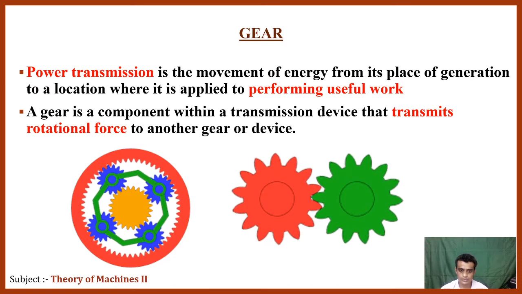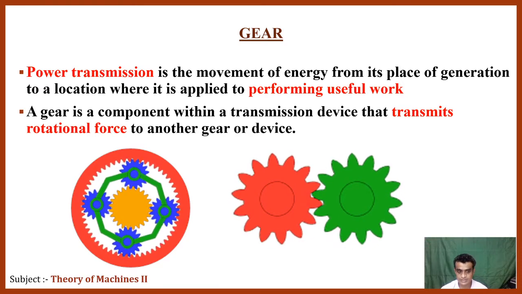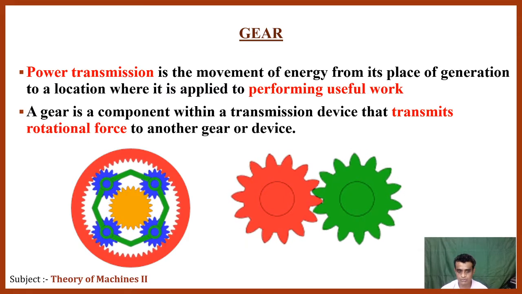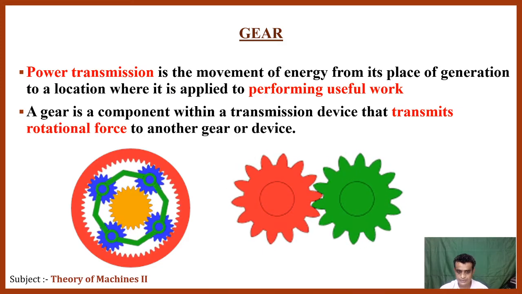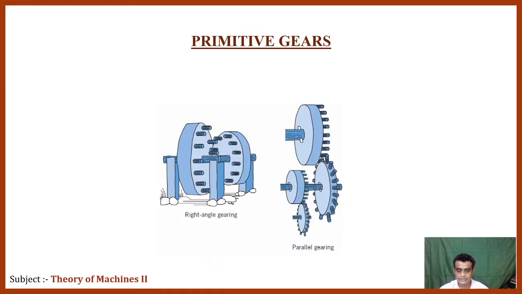A gear is the component within a transmission device that transmits rotational force, which is the torque, to another gear or device. Innovation in gears started from primitive gears. Earlier, primitive gears like this were used to transmit power between two right angle shafts or parallel shafts. The part that plays a role in the engagement is called the cogs, so gears are also called cogs. Here is the right angle arrangement, and these are the parallel gears.